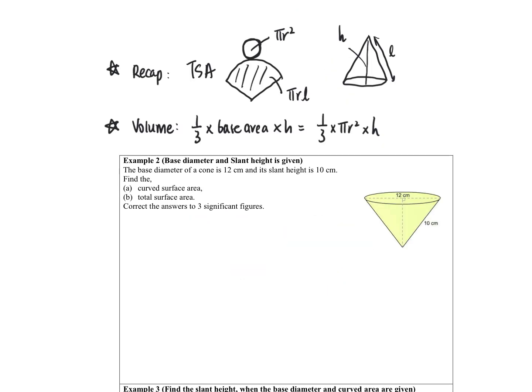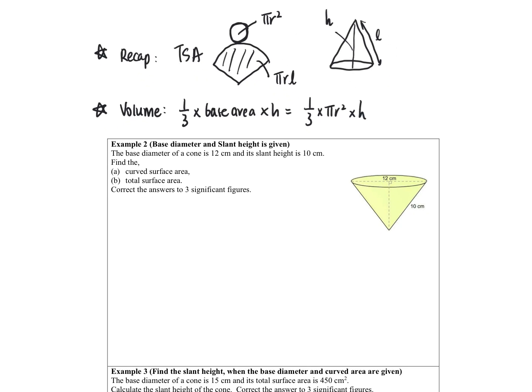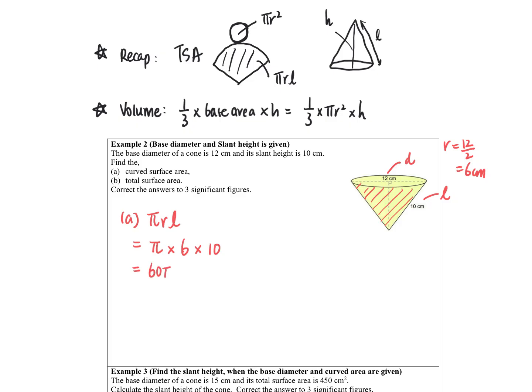Jump to cone. Don't play. Okay, so how to find the curved surface area, this piece? This part at the side, it will be pi r l. So pi times the radius, which is 6, and then l, which is 10. So this is l. This one is diameter, so to find radius, you divide by 2. So you will end up getting, okay, this is 60 pi. You press calculator, it will give you this.